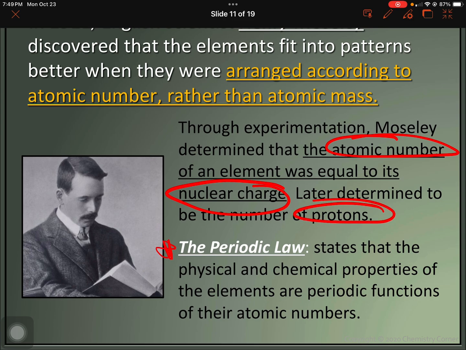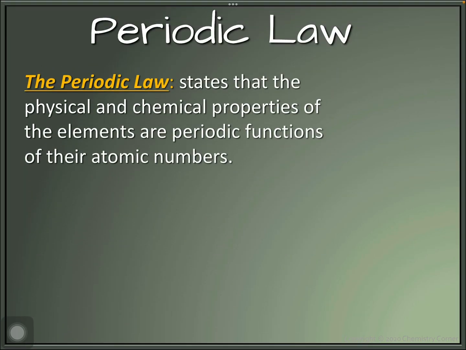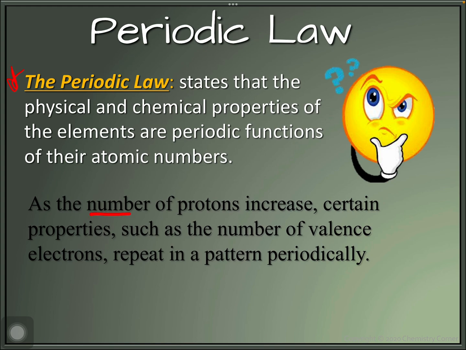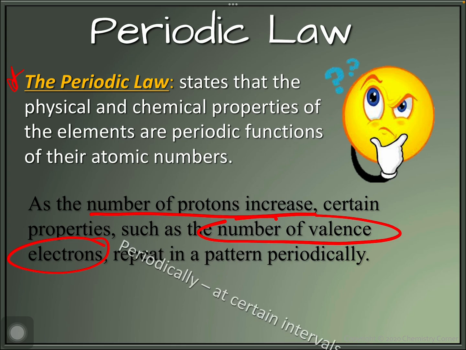And this is what came to be known as the periodic law. And this is that the physical and chemical properties of the elements are periodic functions of their atomic numbers. So we're going to go a little bit more into periodic law. This is what we just defined. But what exactly does that mean, right? Well, this basically says that as the number of protons increases, there are certain properties that are going to change within the atom, right? For example, the number of valence electrons is going to increase, right? Because the more protons you have, like we said, in a neutral element, the more electrons you are going to have.